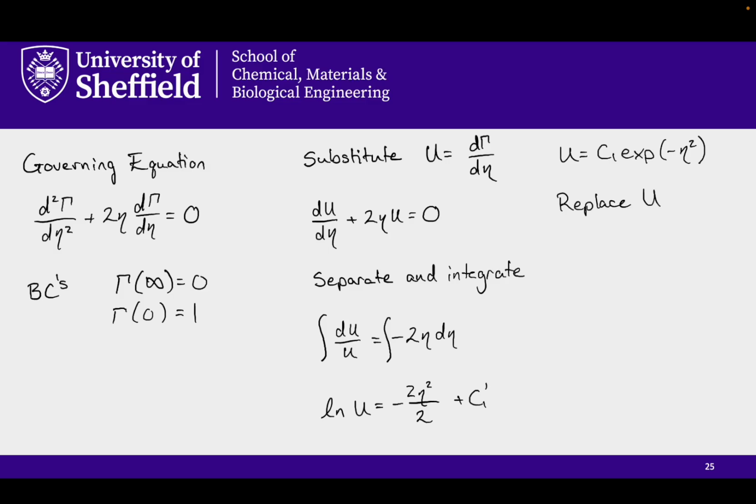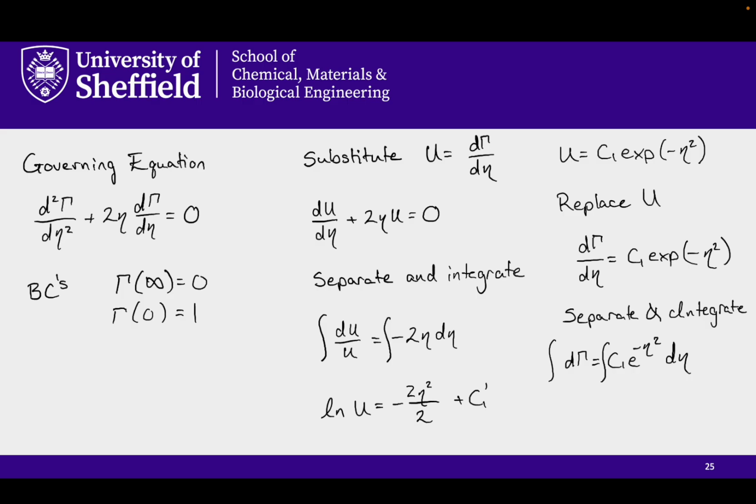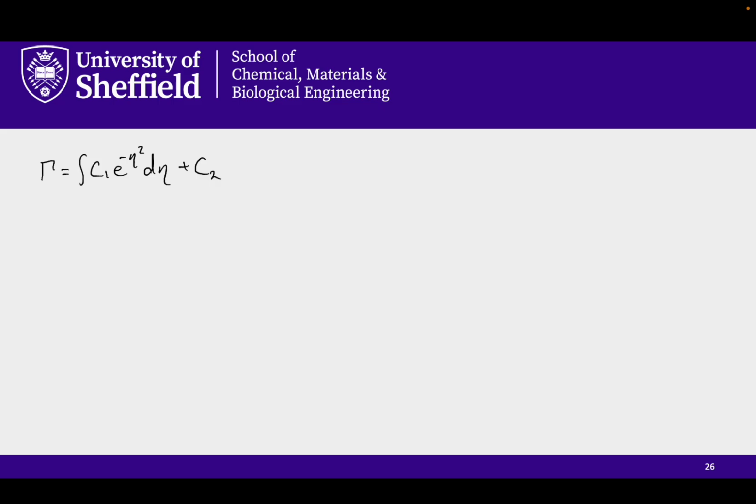So now we can replace u with d gamma d eta, our substitution, and then we have to separate and integrate one more time. So the left-hand side is straightforward, it's just gamma. The right-hand side, it looks like something you might be able to integrate manually, but it's not. It's a really wicked integral. The solution is actually an error function. And of course, don't forget the constant of integration. So here's the solution to our governing differential equation.